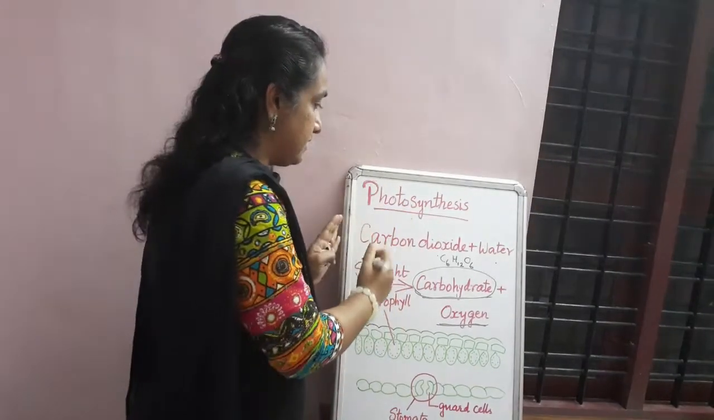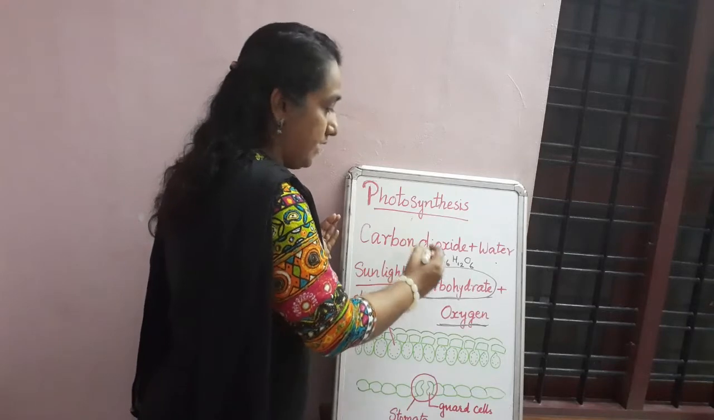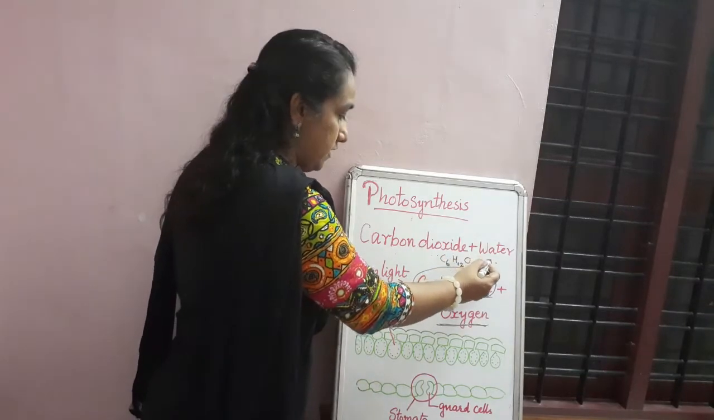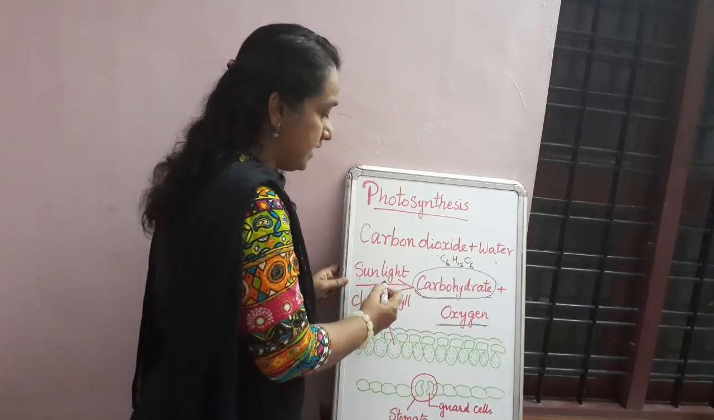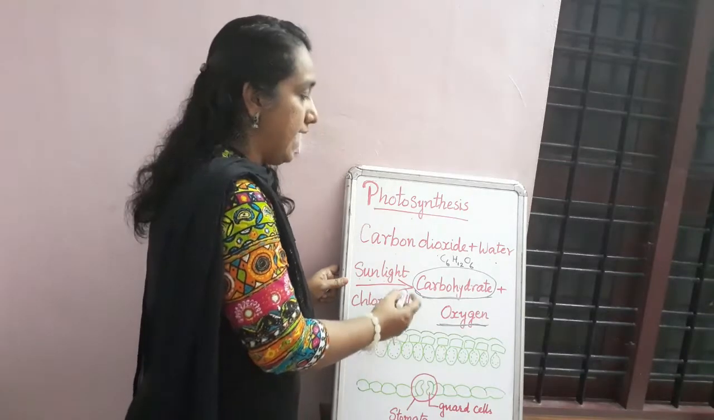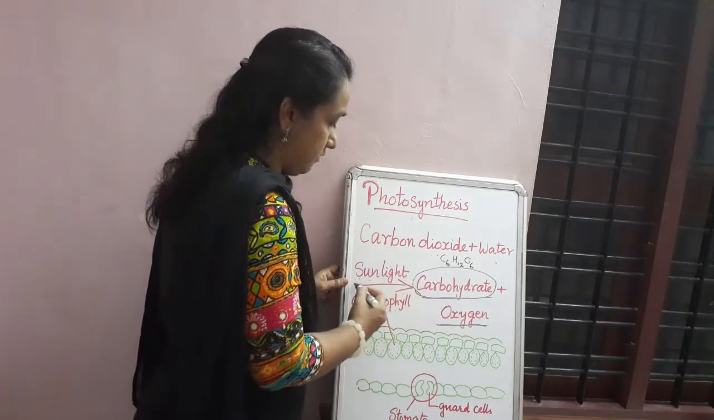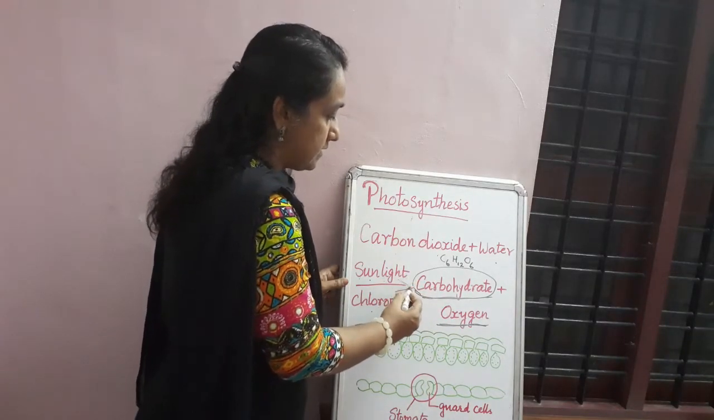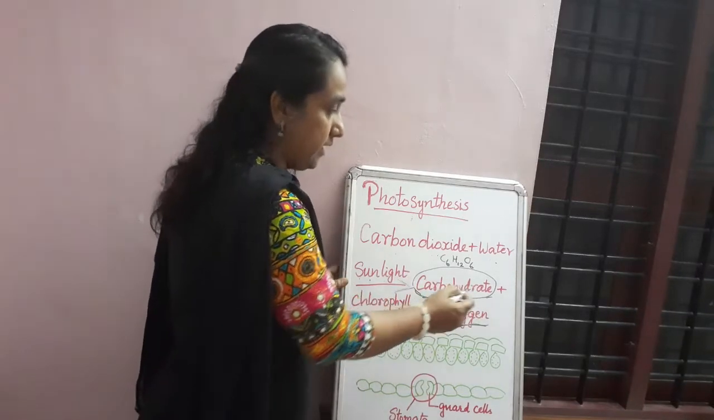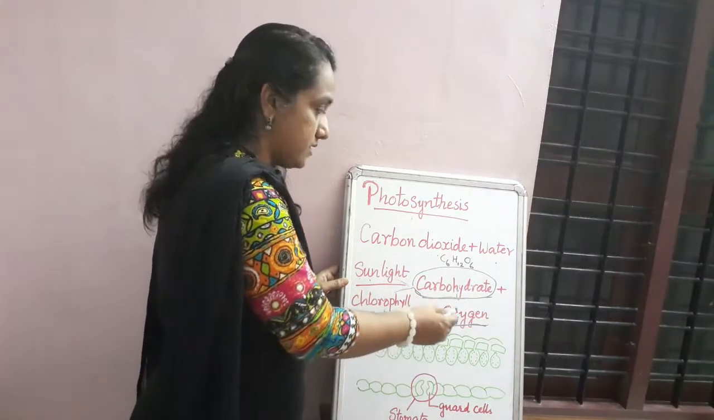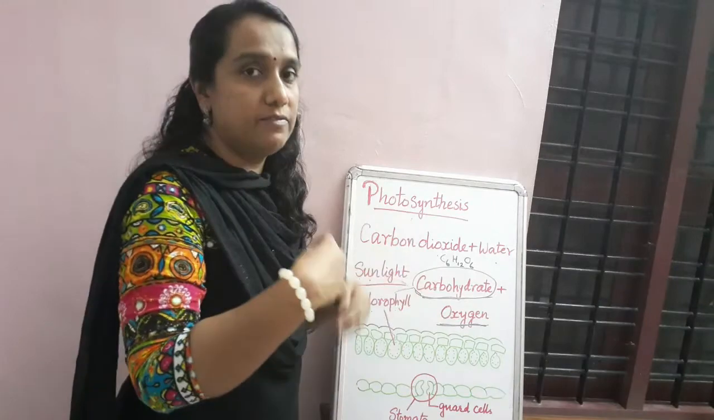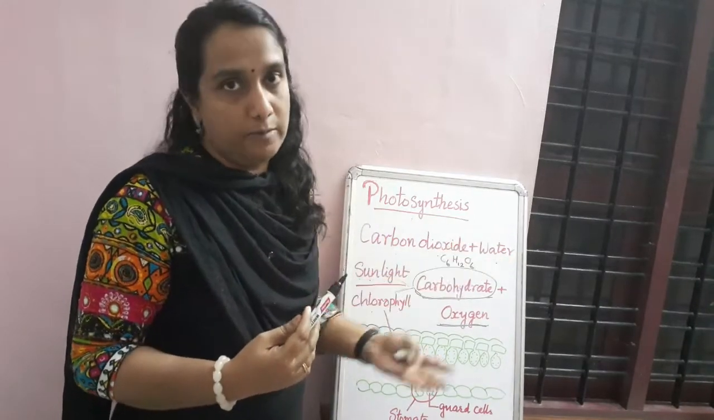Once again I will tell: carbon dioxide plus water in the presence of sunlight and chlorophyll will give products. What all things will it give? Carbohydrate and oxygen. This oxygen will be eliminated, meaning it will go to the atmosphere.